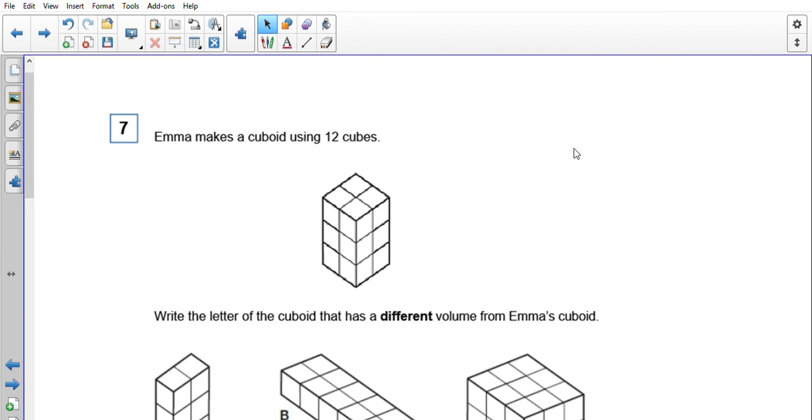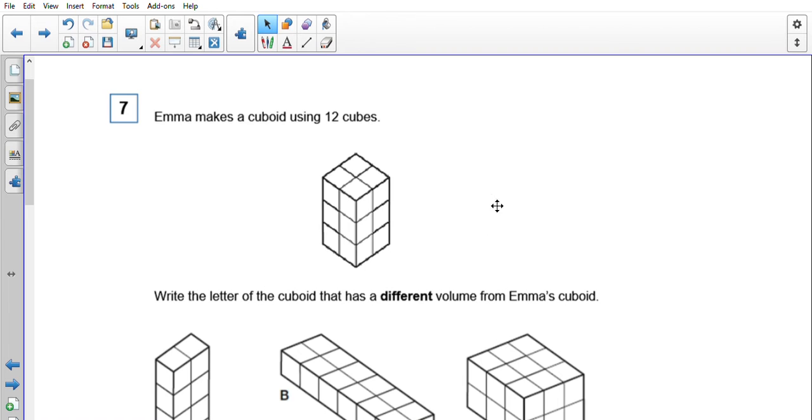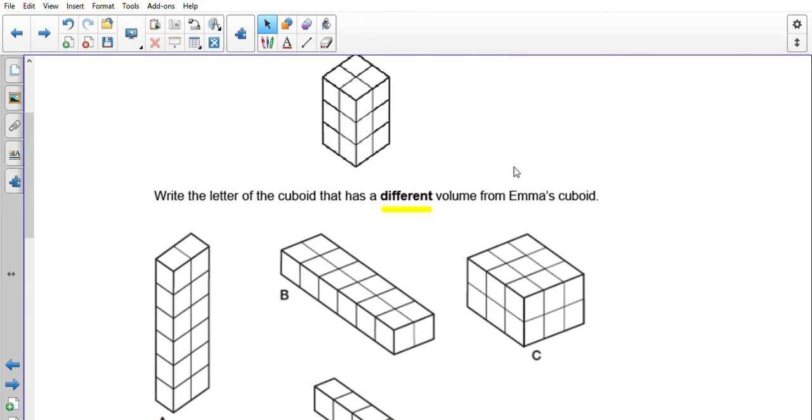Emma makes a cuboid using 12 cubes. We can see that here we've got 4 cubes on the bottom, 2 by 2, and then 3 high. So this bottom layer, you can see it on the top actually, is 4, and then there's another 4 in the middle, and there's another 4, 4, 8, 12. So she's used 12 cubes. So you need to write the letter of the cuboid that has a different volume, okay? This one is as straightforward as counting. This is a counting question.